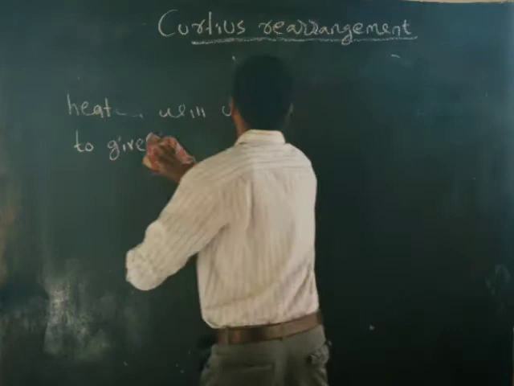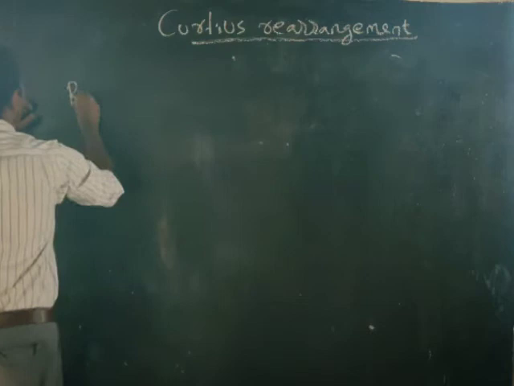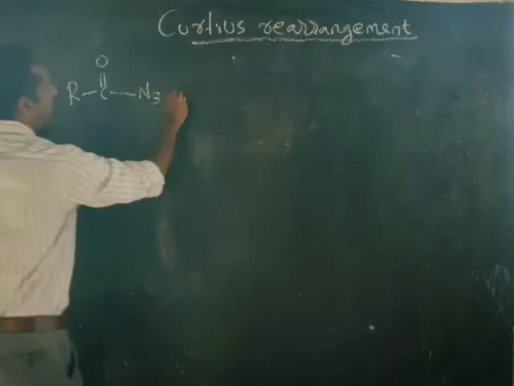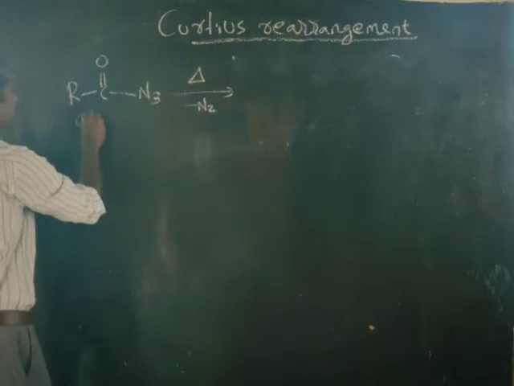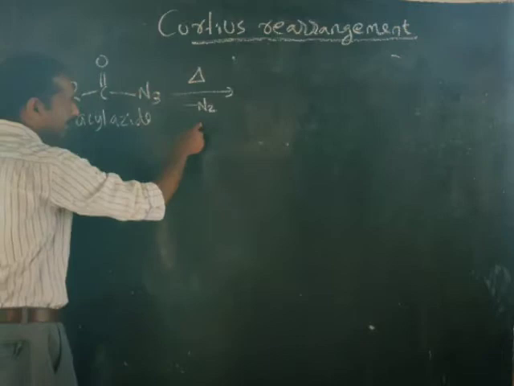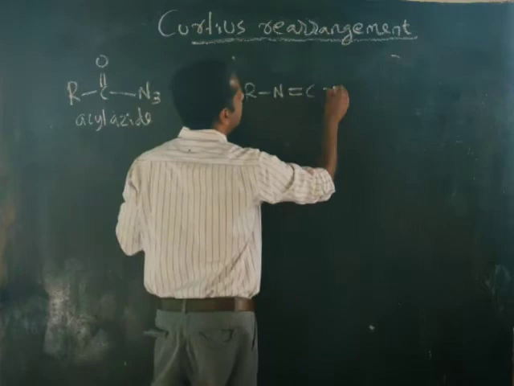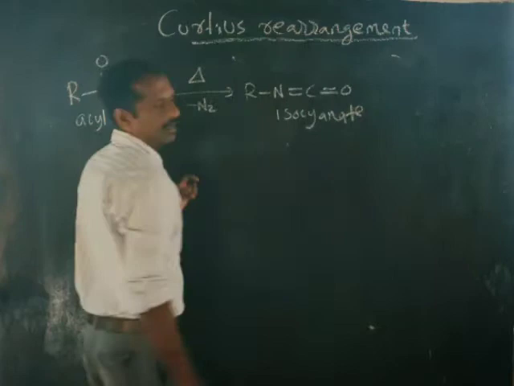So R-CO-N3, this is acid azide. When it is heated, you can see that the acid azide will decompose and eliminate a nitrogen molecule, minus N2, and it will change into R-N double bond C double bond O, isocyanate. Okay, now look at the mechanism of this reaction.